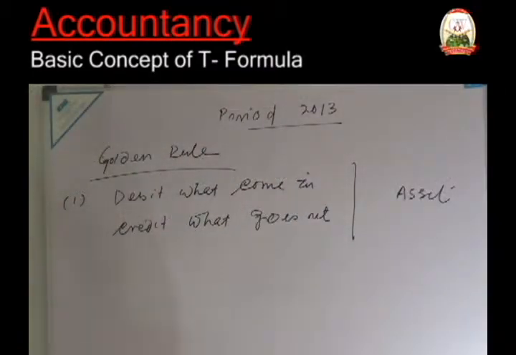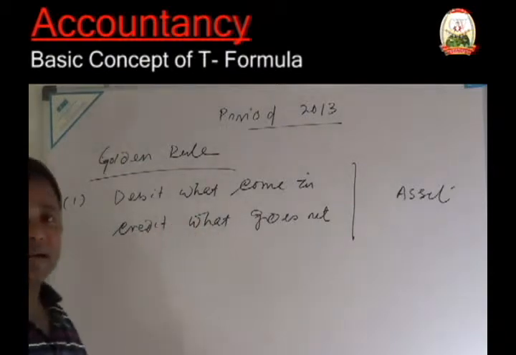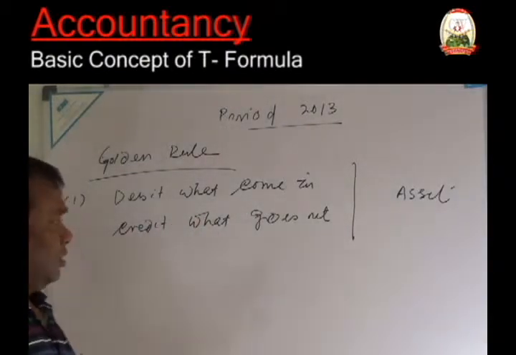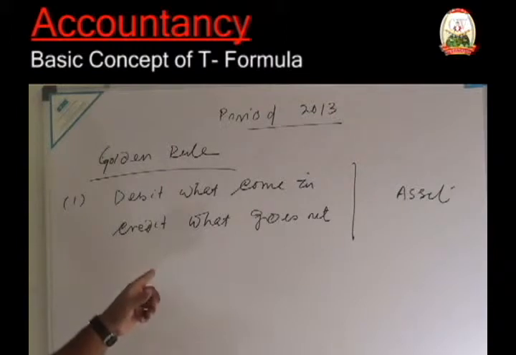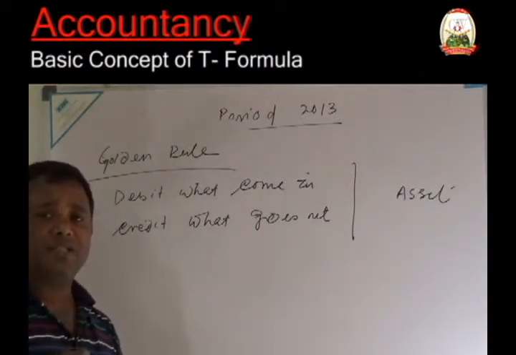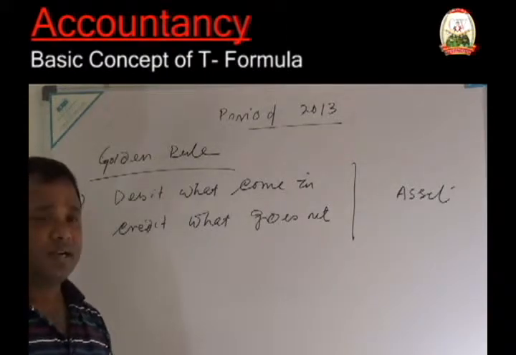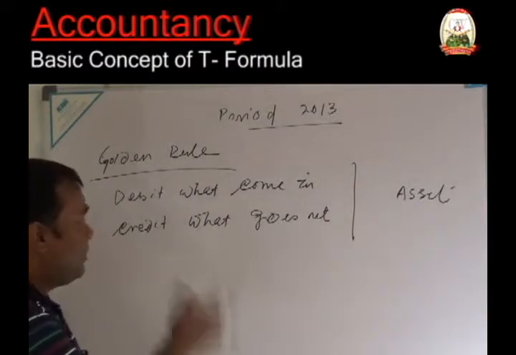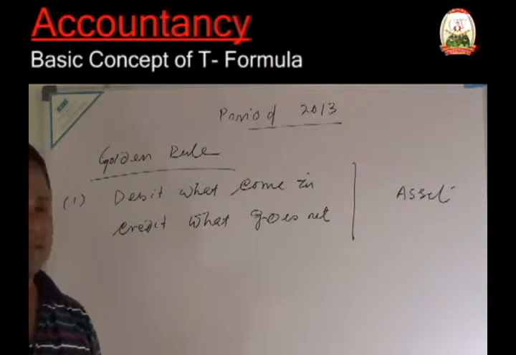In formula number 1, what happened? Debit what comes in, credit what goes out. That means this formula is related to only assets, not expenditure, not income, not liability. This formula is applicable only for assets.